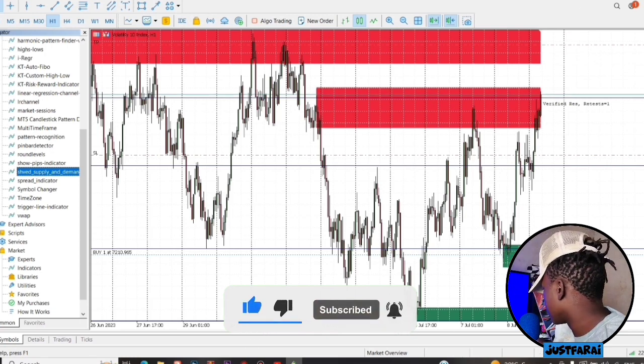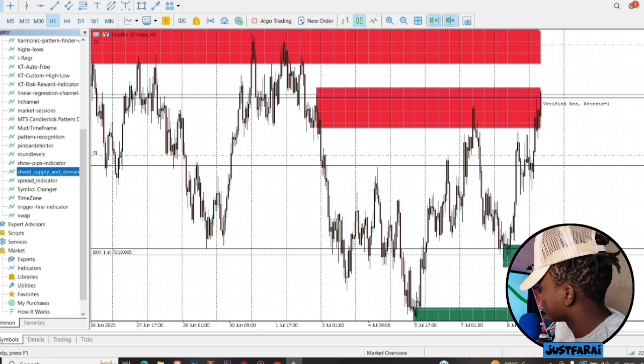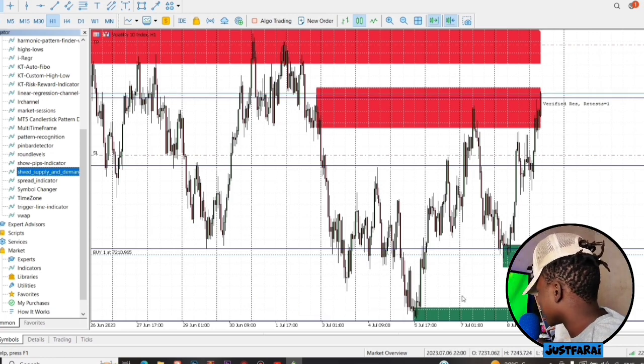And here is an untested support, but price is not likely going to come back to this point. An untested support. And for my entries, I ended here.